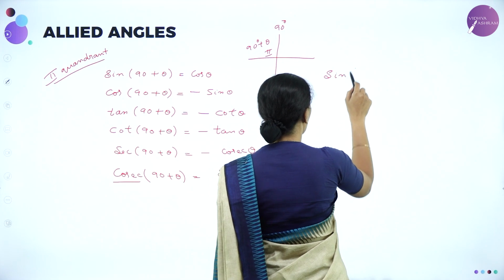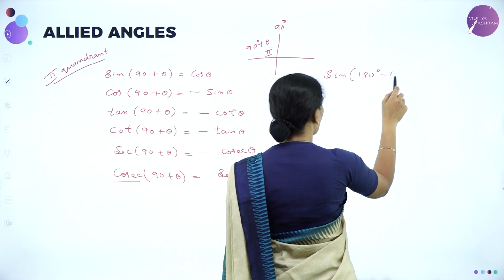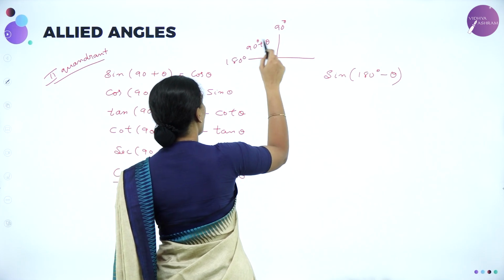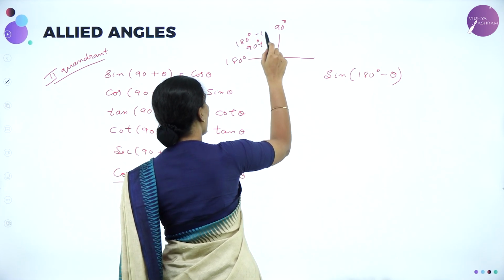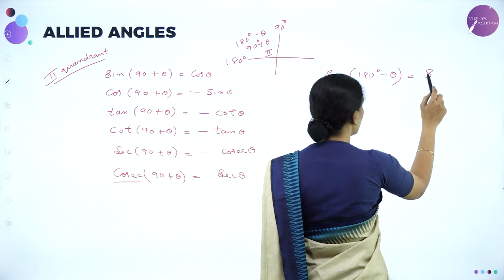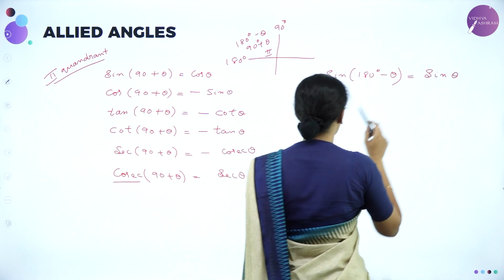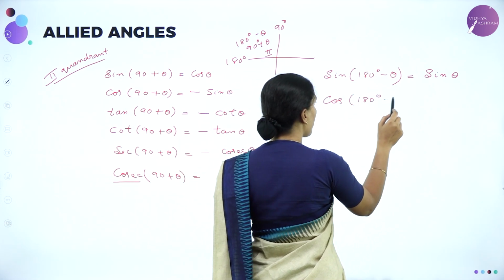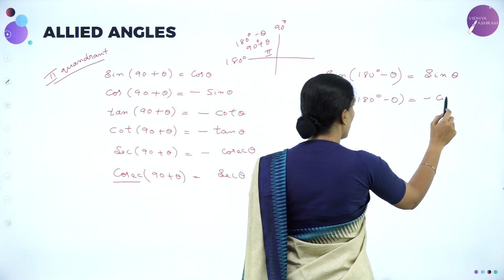See now again I will take the second quadrant rule, the same function. Sine 180 minus theta. Say again this is your 180. 180 minus theta means again it comes in the second quadrant. And in the second quadrant sine is positive. So therefore this can be written as sine theta itself. Next we have cos 180 minus theta. So it is minus cos theta.